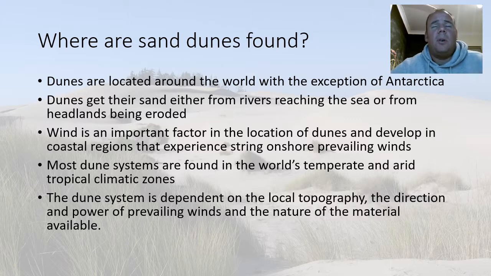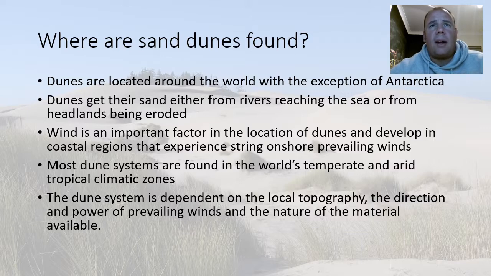Where are sand dunes formed? Well, they're located around the world, with the exception of Antarctica. Dunes get their sand from rivers reaching the sea or from headlands being eroded. Remember, sediment is moved all the way around the world, and wind and water are just two of its agents.